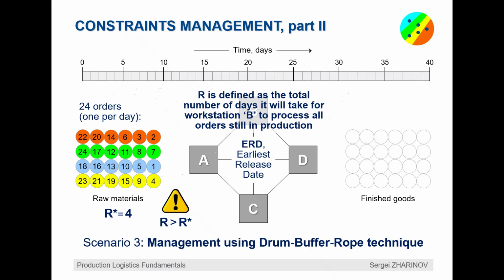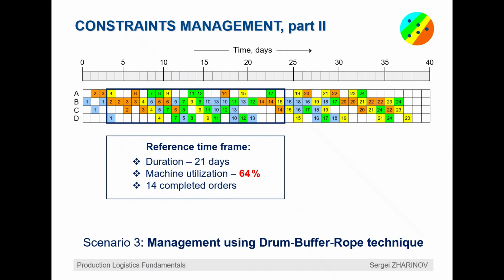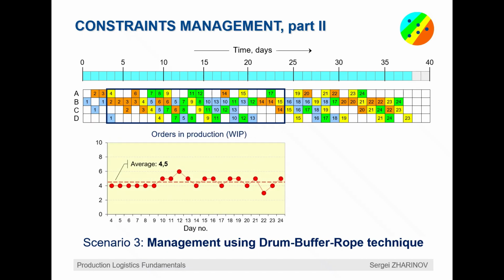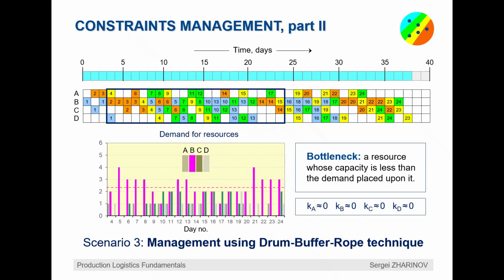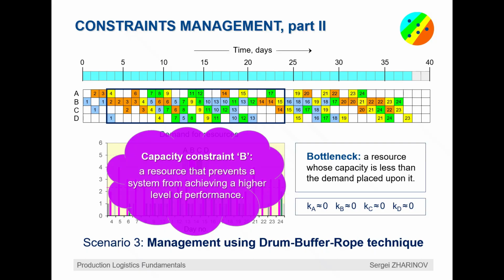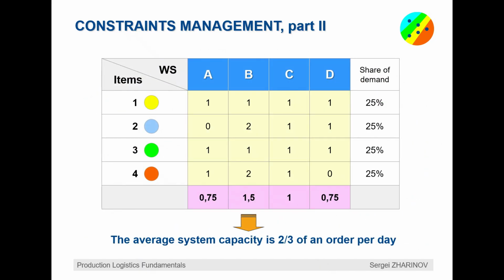Under the above circumstances, the system operated at its maximum capacity, stably in terms of the work in process level, and therefore predictably in terms of the production lead time. In fact, a bottleneck-free logistics structure was implemented, with the capacity constraint B as the only control point for the entire system. It was also shown that, given the specified demand structure, the maximum capacity of such a system is 2/3 of the order per day on average.